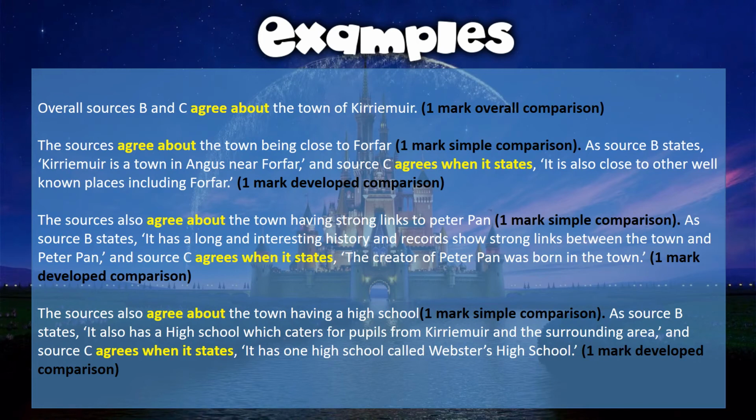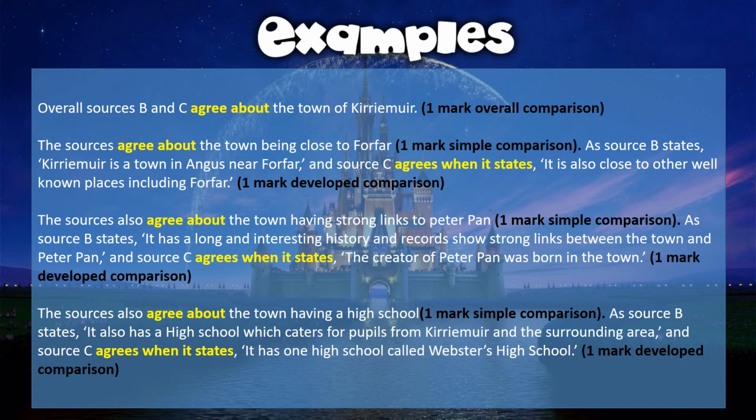The sources also agree about the town having strong links to Peter Pan, so there's a mark for a simple comparison. As source B states, it has long and interesting history and records show strong links between the town and Peter Pan, and source C agrees when it states the creator of Peter Pan was born in the town, so there's another mark there. Now up to that point that would actually be enough to guarantee yourself the 4 marks.